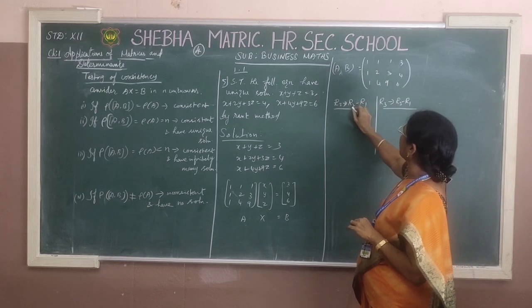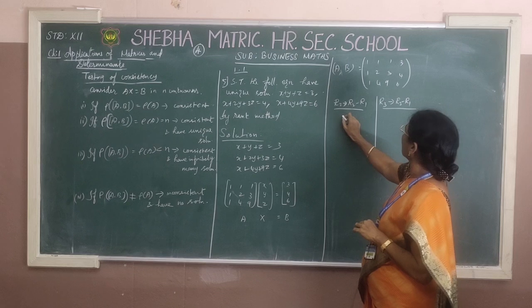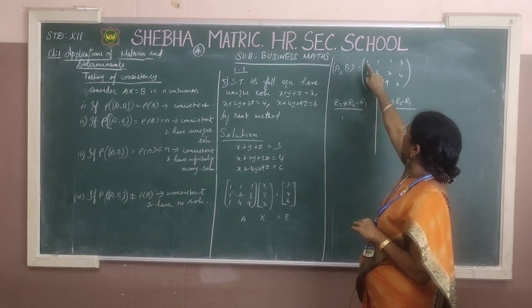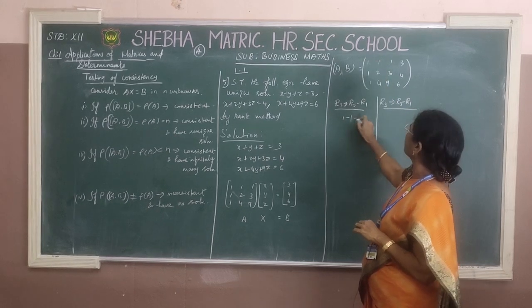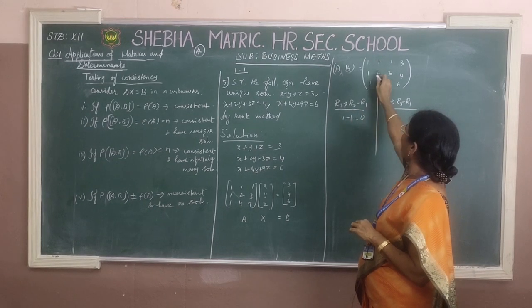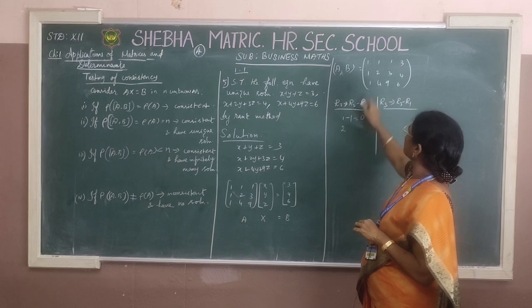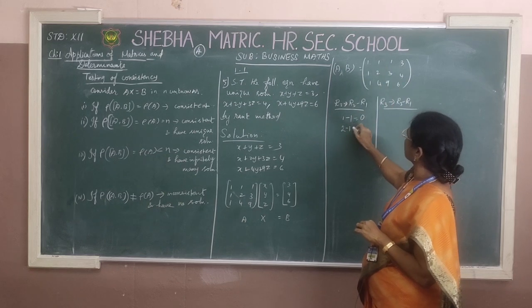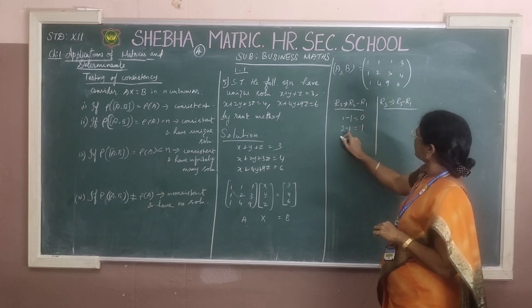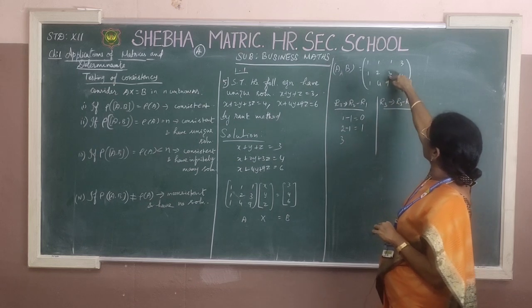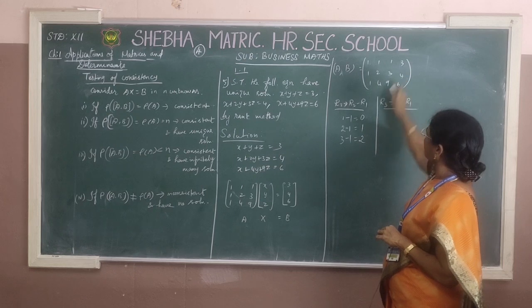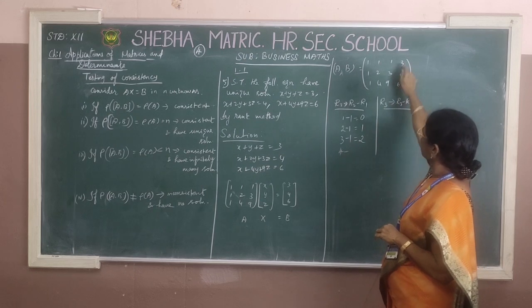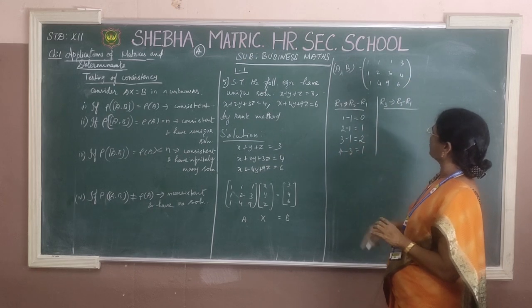Listen, first write the R2 elements, minus R1. Subtract 1 from 1, we get 0. Similarly, the second element in R2 is 2. Subtract 1 from that, we get 1. And take the third element 3, subtract 1 from this, we get 2. And take 4 and subtract 3 from this, we get 1.